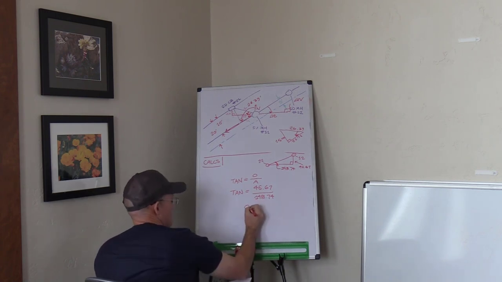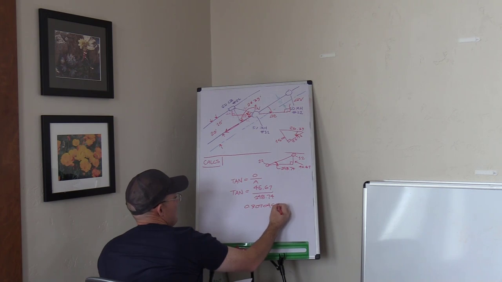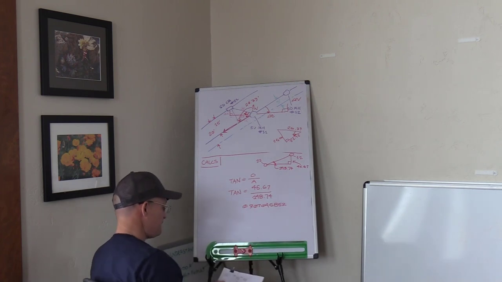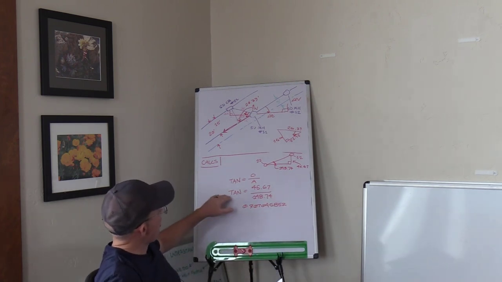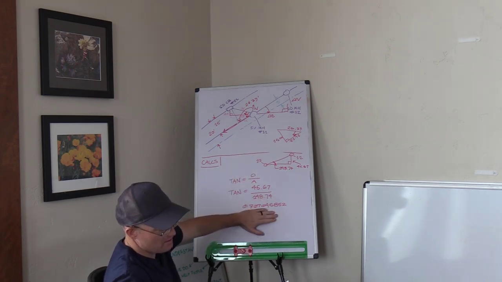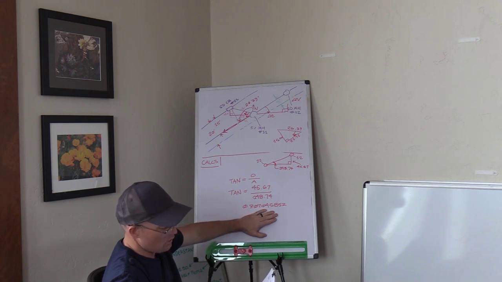is 0.30704-5852. And you've got to carry that out to a few places to get this math to work. Now, if you put that into the arctangent function, so this is the ratio. We want the angle, so we have to use the arctangent, not the tangent function, on your calculator. If you put that into the arctangent function, the answer you get back is an angle of 17 degrees, 4 minutes, 8 seconds. But let me walk you through some of the intermediate steps there.